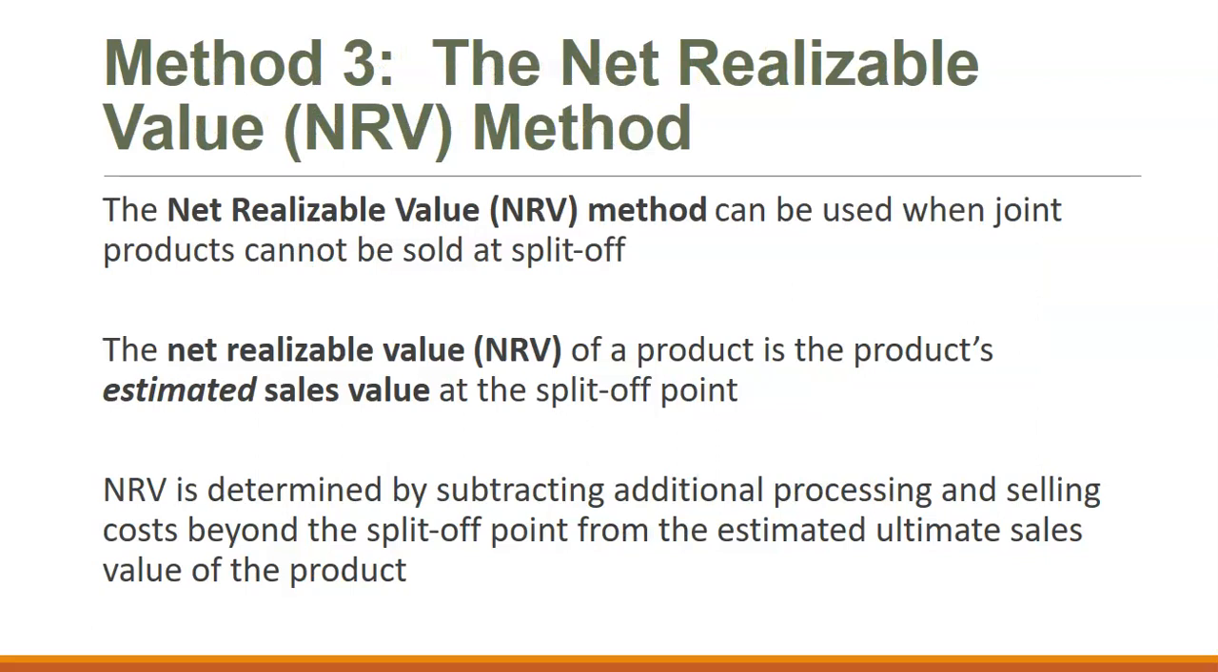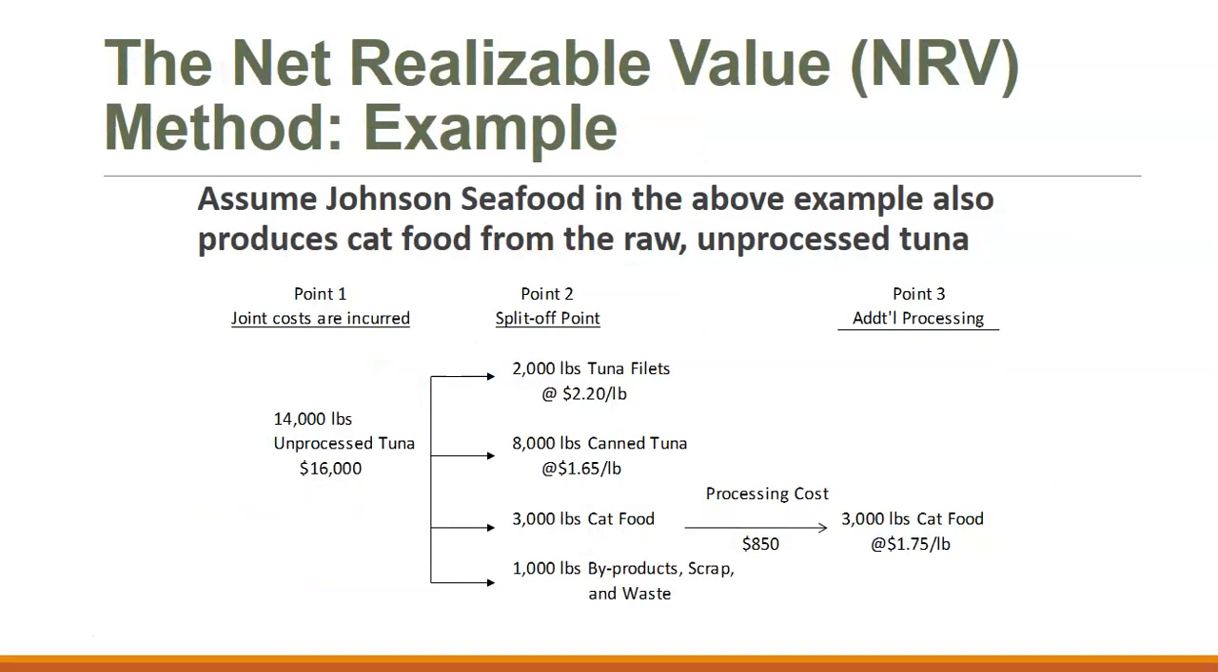The net realizable value method is used when joint products cannot be sold at split off. So this is used at its estimated sales value at the split off point. So we determine this by subtracting our additional processing and selling costs beyond the split off point from the estimated ultimate sales value of the product.